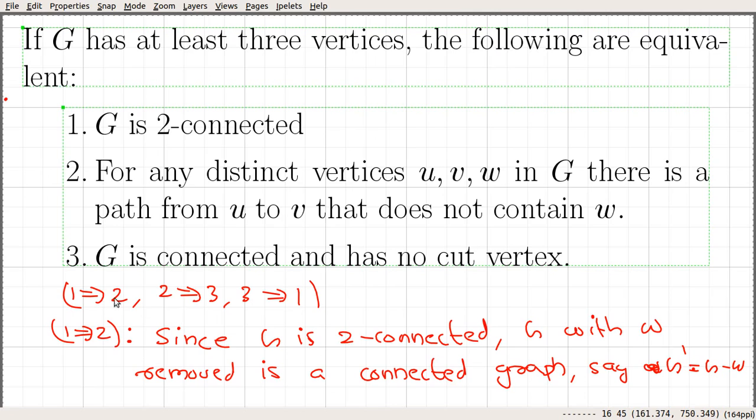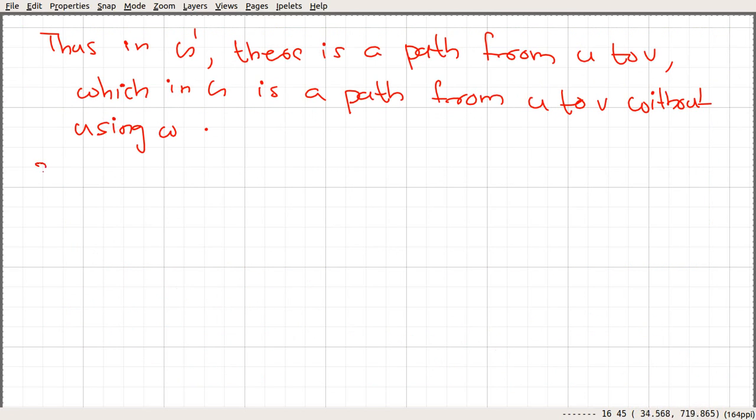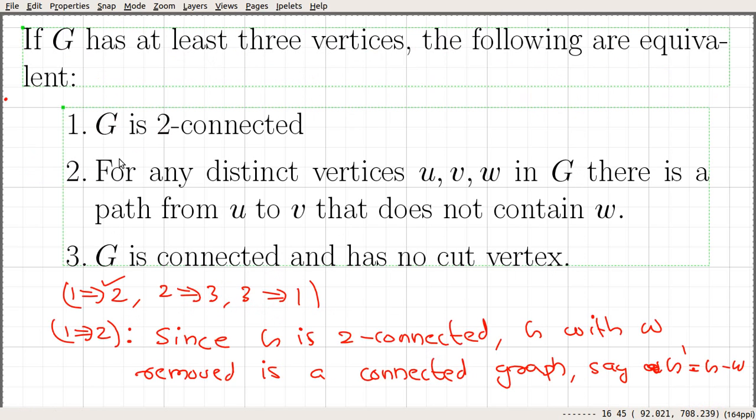So let's go and prove 2 implies 3. The 2 implies 3 reads as follows: G has at least 3 vertices, and for any distinct vertices U, V, W in G, there is a path from U to V that does not contain W. Then G is connected and has no cut vertex. So let's go and prove that.